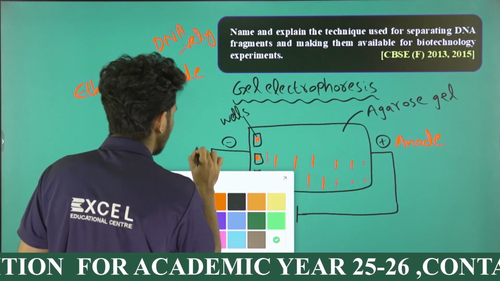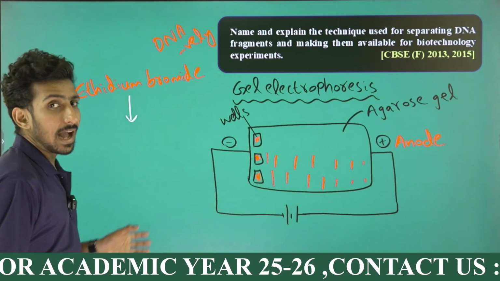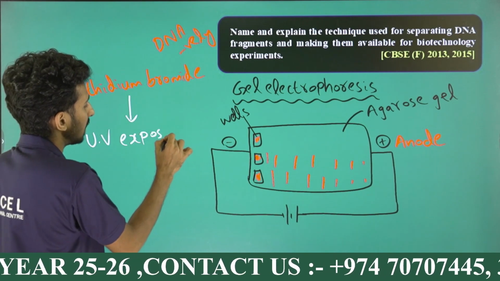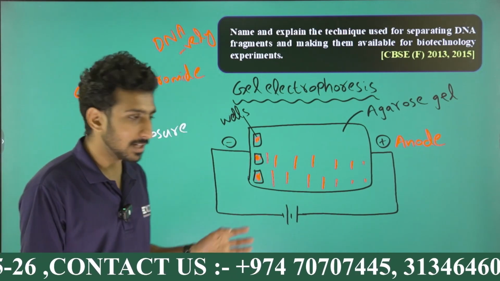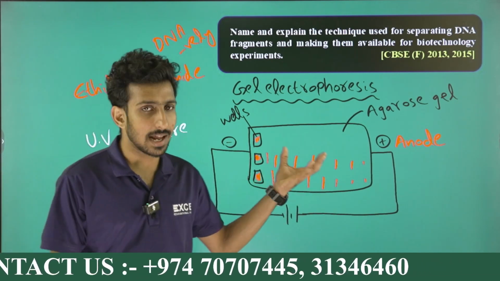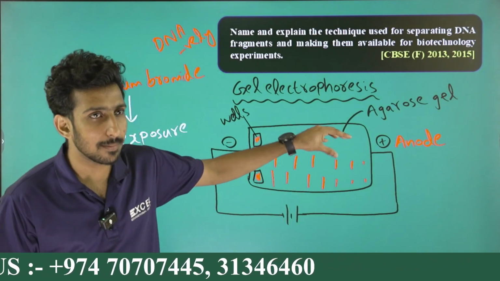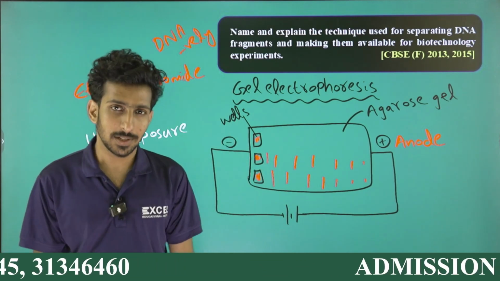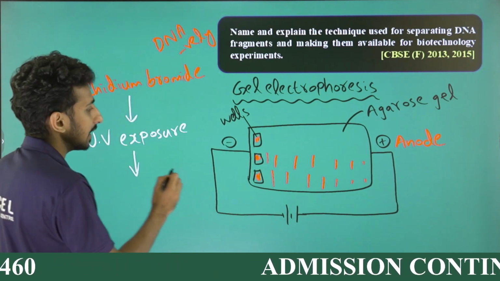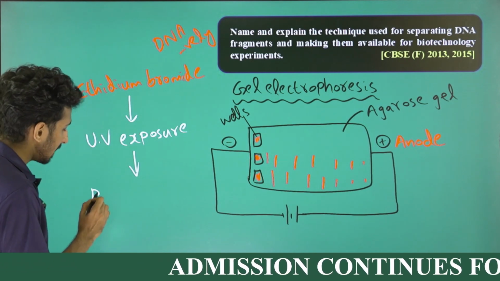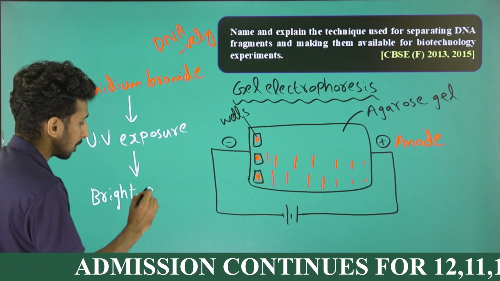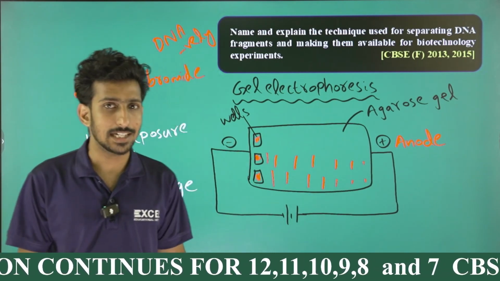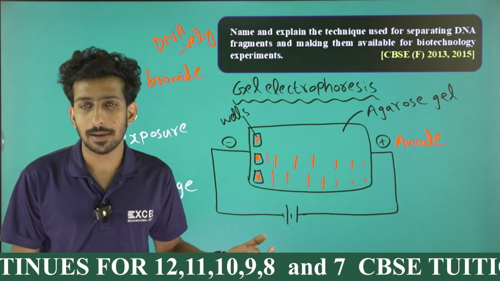After adding ethidium bromide, we have to give UV exposure. Once again, in order to visualize the DNA fragments in agarose gel, we have to add ethidium bromide into the gel. After that, we have to give the UV exposure. Then you can see the DNA fragments as bright orange colored bands. Okay, now the DNA fragments are visualized.